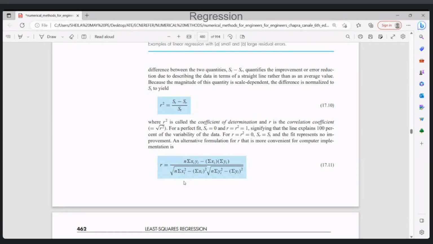Now, for the formula of R, the correlation coefficient, we have N multiplied by the summation of X sub I multiplied by Y sub I, minus the summation of X sub I multiplied by the summation of Y sub I, divided by the square root of N multiplied by the summation of X sub I squared minus the summation of X sub I, squared, multiplied by the square root of N times the summation of Y sub I squared minus the summation of Y sub I, squared.